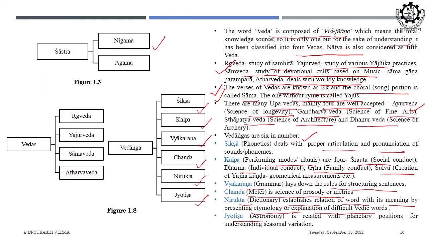Then last is Jyotiṣa. Jyotiṣa is also a very interesting thing. You remember, it is not astrology, it is astronomy. Why? Because Jyotiṣa is related with the planetary positions for understanding seasonal variations. In our country, fortunately, we have so many seasons. Seasonal variations are a lot.